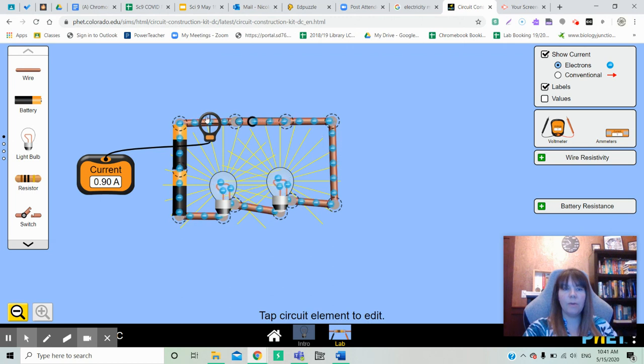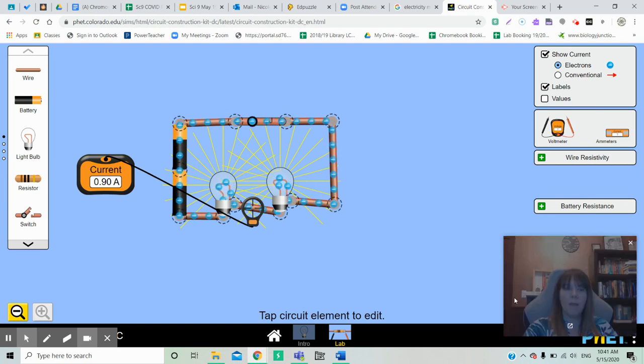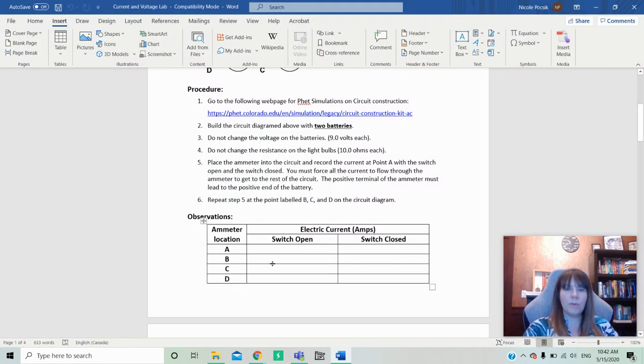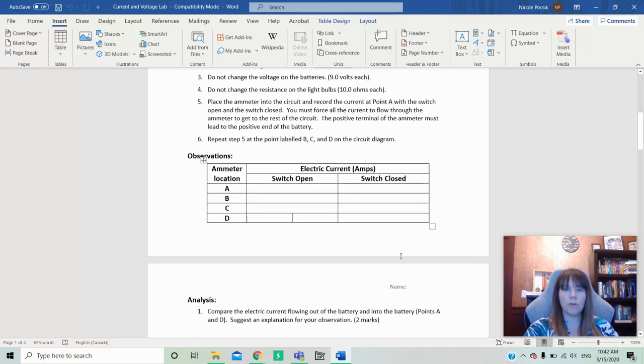Go back to our lab. At point B, we have the same current. At point C, we also have the same current. At point D, the same current. So your table should now be complete with all of the answers for open switch and all of the answers for closed switch.